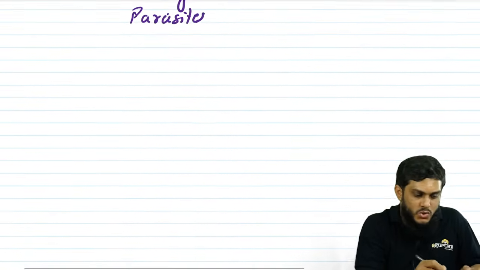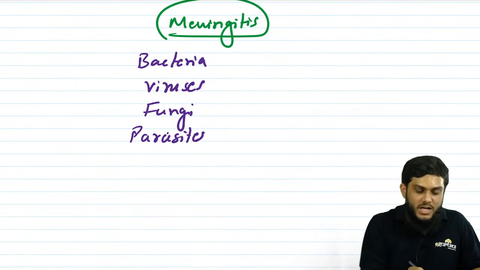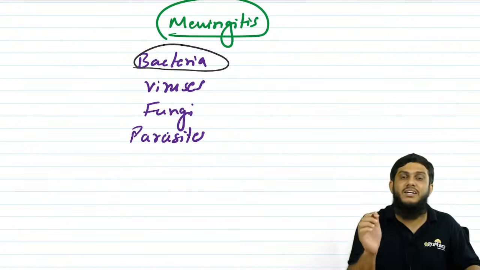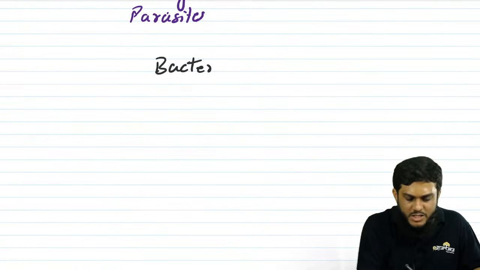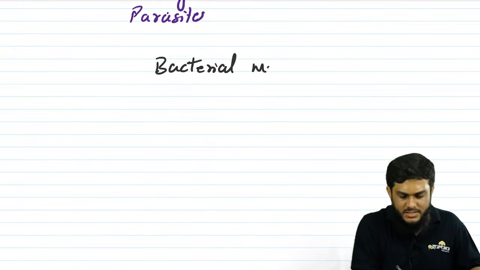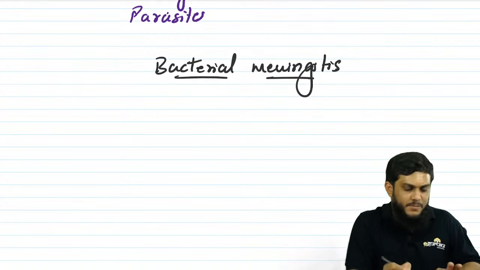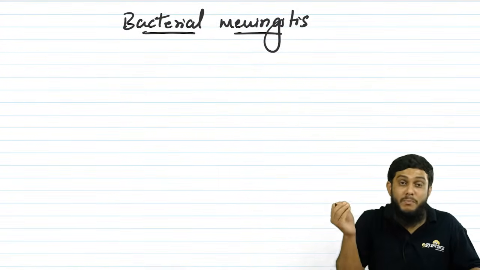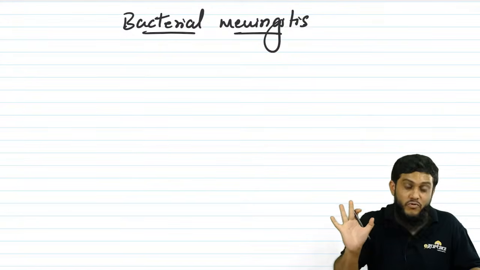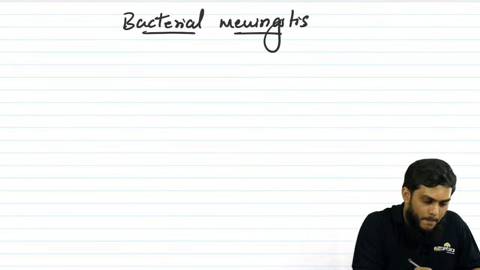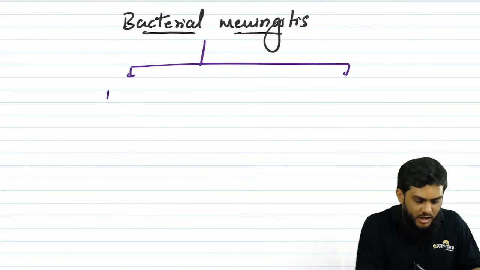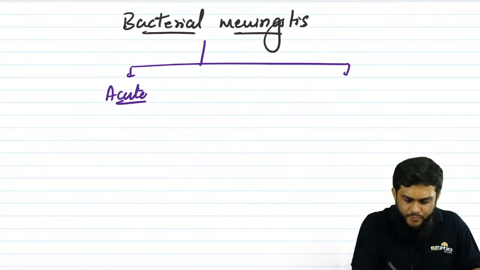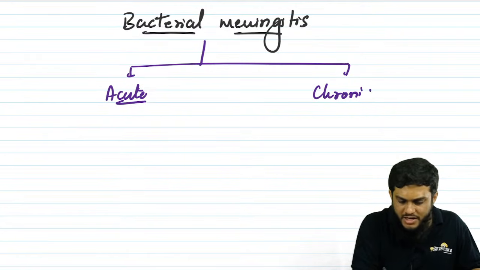In today's class, we are discussing only bacterial meningitis. Bacterial meningitis is the inflammation of the meninges by bacteria. We all know that. There are 2 types of bacterial meningitis: one is acute and the second is chronic.